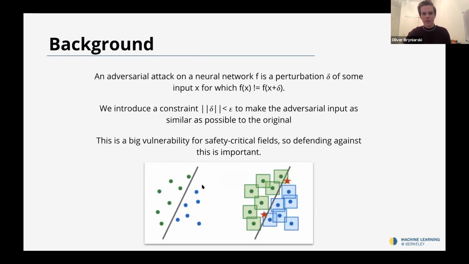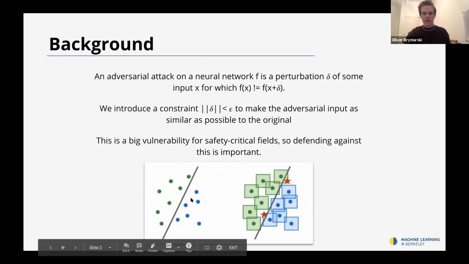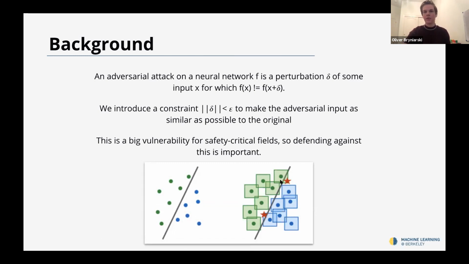So in this image at the bottom, you have all of these inputs and the line is splitting them up well. And then if you allow some perturbations, you allow them to move around, then you can get misclassifications. And then we make sure there's a constraint so that the perturbation isn't too big, so the original images don't get too far away.